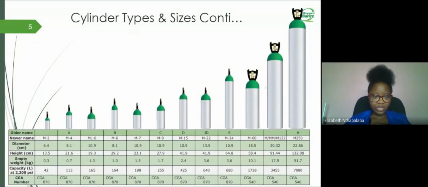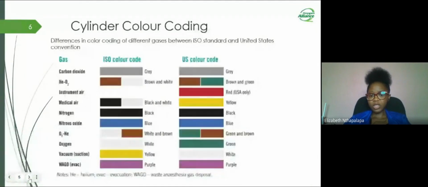So these cylinders have different CGA numbers, of which, as we can see, the smaller ones up to cylinder E go by the 870 CGA, while the remaining ones up to H go by the 540 CGA. Moving forward, let's look at the color coding of these cylinders.